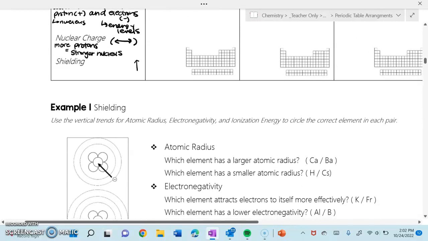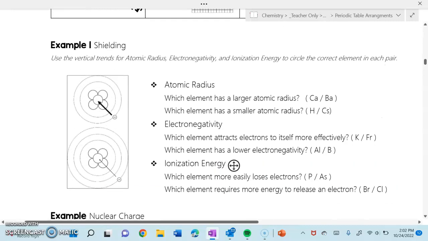Shielding is looking at the trend that goes up and down between our atoms. And remember, as we go down, we're getting more energy levels. The first period has 1 energy level compared to the 7th period has 7 energy levels. If you look at the picture in the example, this is going from the 2nd energy level to the 3rd energy level, and you can notice there's a difference in the size of the atom, lower down is bigger, and in the force of attraction.